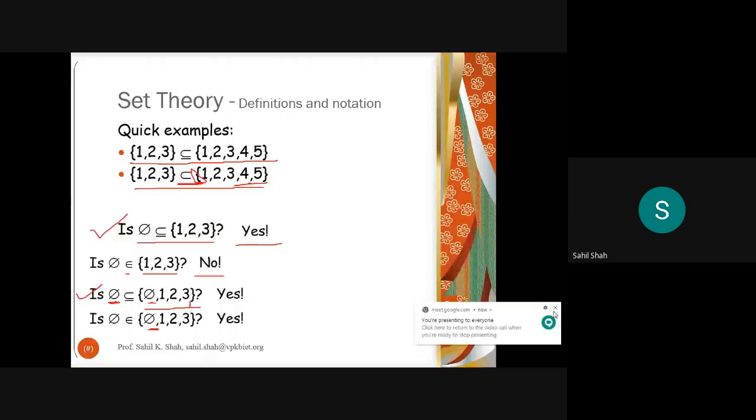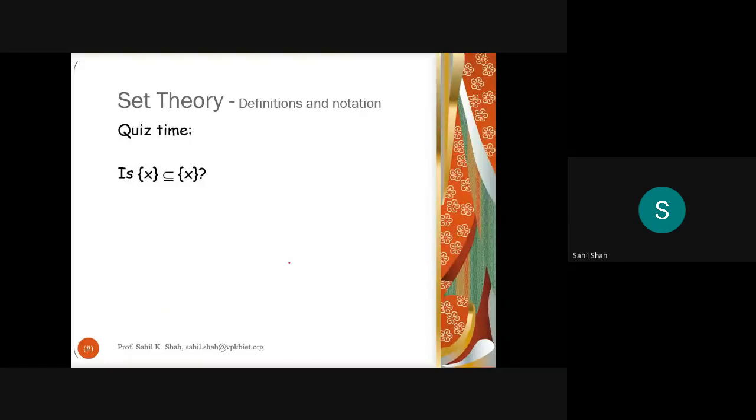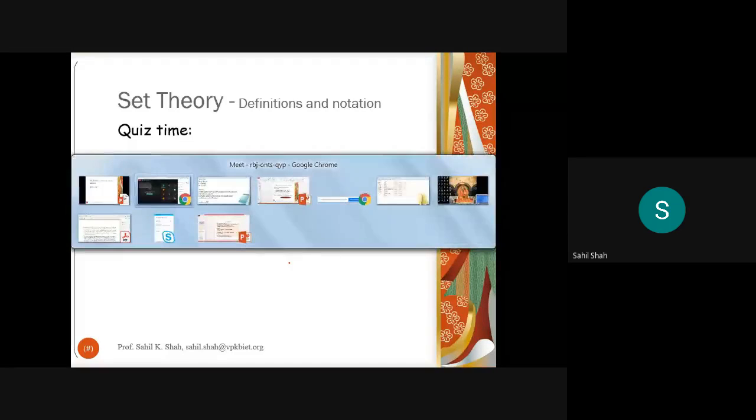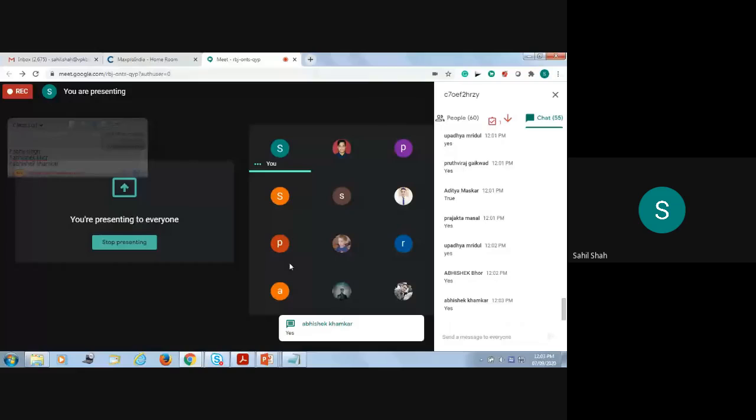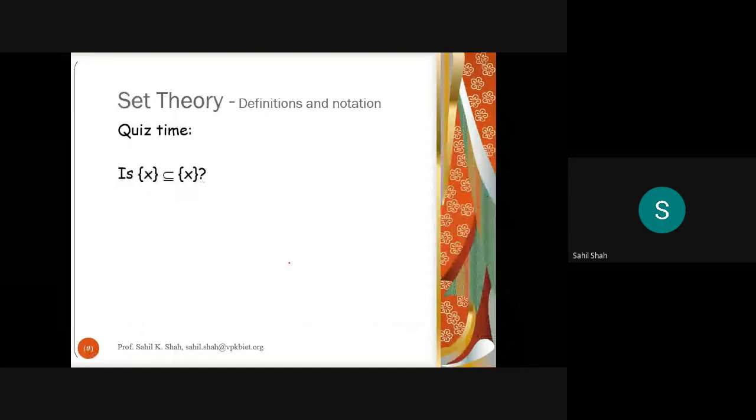Let us move ahead. Question for you: is X a subset of X? What is the answer for this? Whether a set having element X is a subset of a set having element X? Yes. Using what property? We have the property that every set is a subset of itself. Using that property, the answer is true.